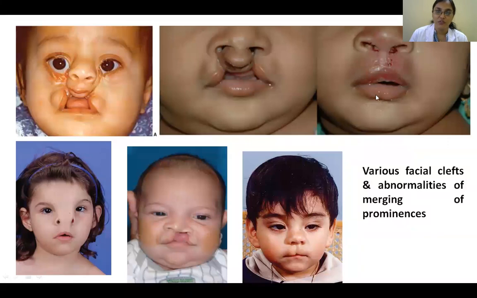And so in the formation of the face, you can see there are quite a number of anomalies. So you can see this is an oblique facial cleft. This is called an oblique facial cleft. In this part, the lateral nasal prominence and the maxillary have failed to fuse.